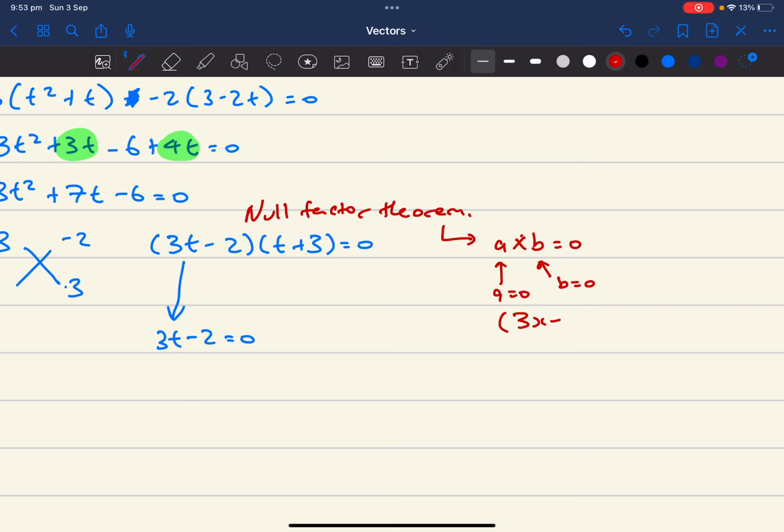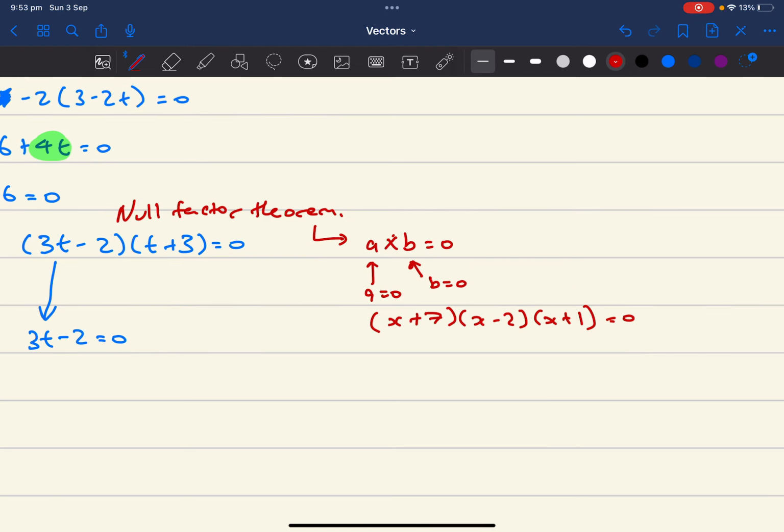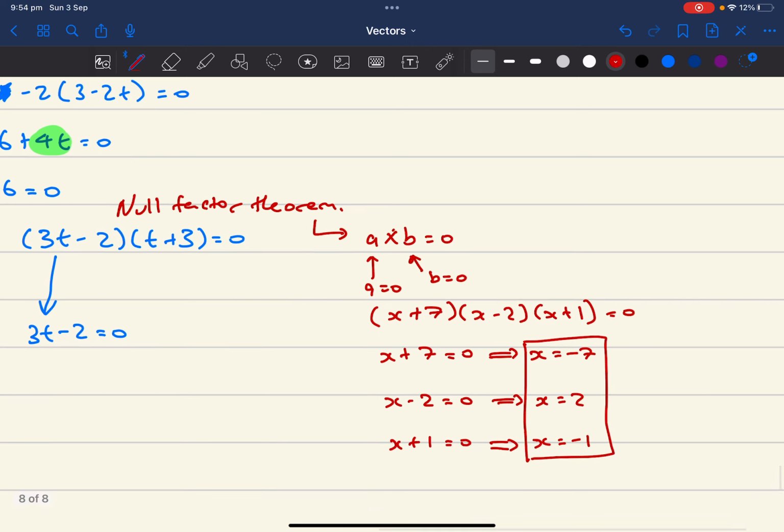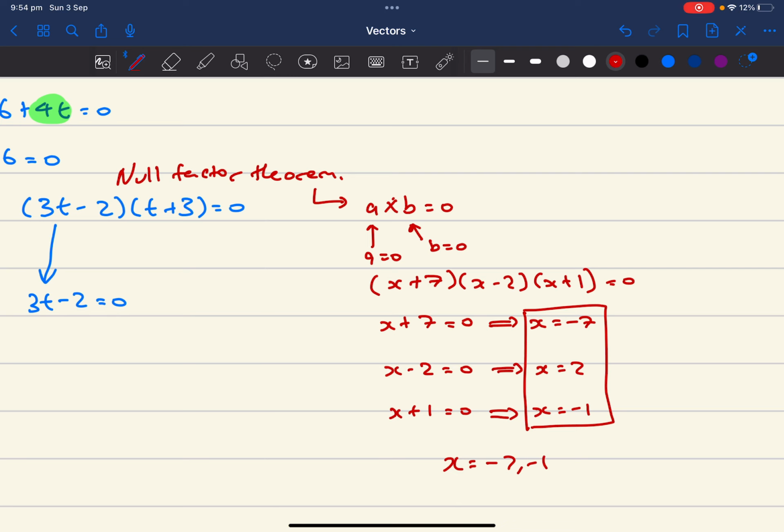Let's say you had x plus 7, x minus 2, x plus 1 equals 0, right? Each of these things would equal 0, and you would solve for x, right? So as an example, x plus 7 equals 0, x minus 2 equals 0, x plus 1 equals 0, and you can solve x from there. So if x plus 7 is 0, x equals -7. If x minus 2 is 0, x equals 2. If x plus 1 is 0, x equals -1. So for something like that, you would get 3 different answers, right? And you would write it like so. X equals -7, -1, and 2.